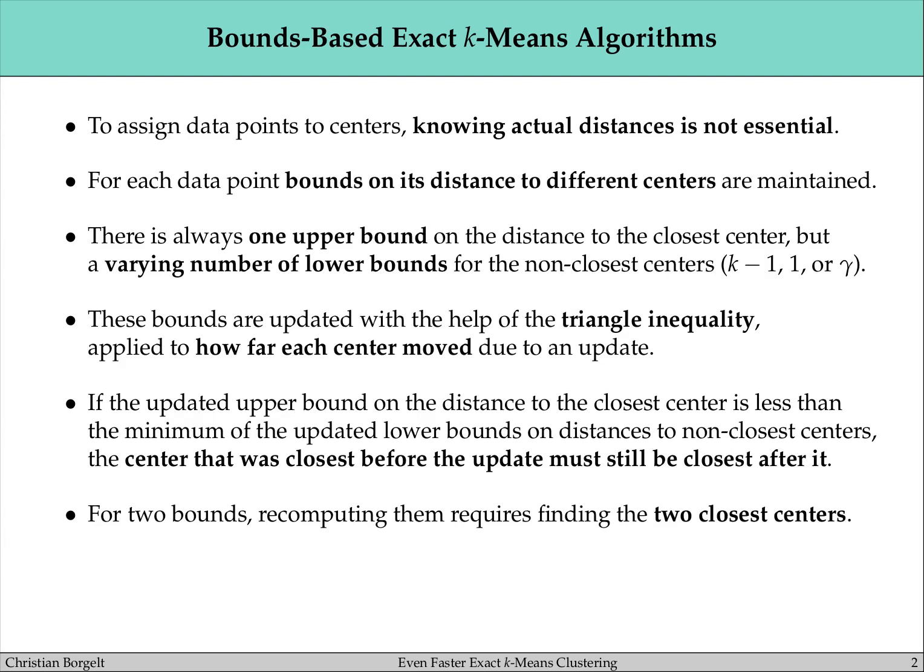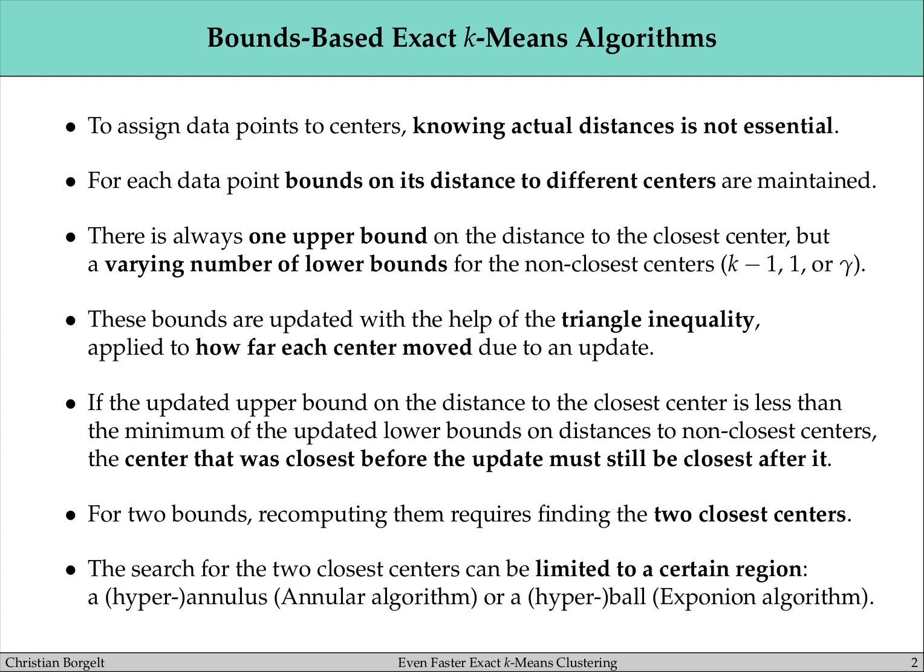If only two distance bounds are used, recomputing the bounds, which will be necessary from time to time, requires finding the two closest centers. The closest center yields the new value of the upper bound, the second closest center yields the new value of the lower bound. The search for these two closest centers can be limited to a certain region, so the distances need to be computed only to centers in this region. The region is either a hyperannulus around the origin for the annular algorithm, or a hyperball around the previously closest center for the exponential algorithm.